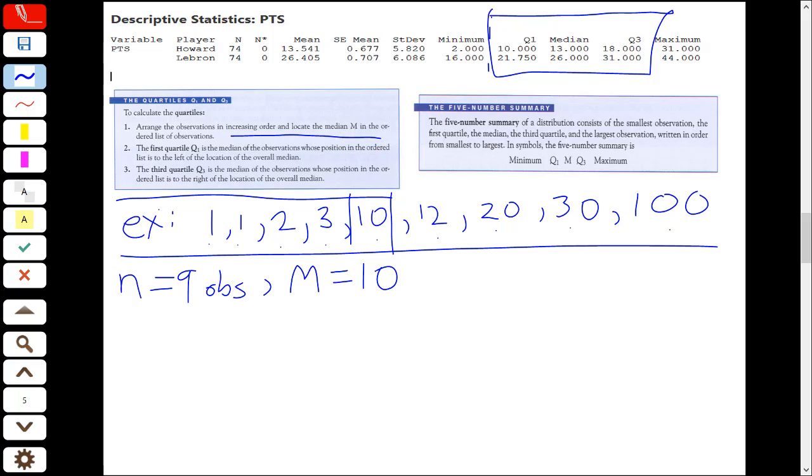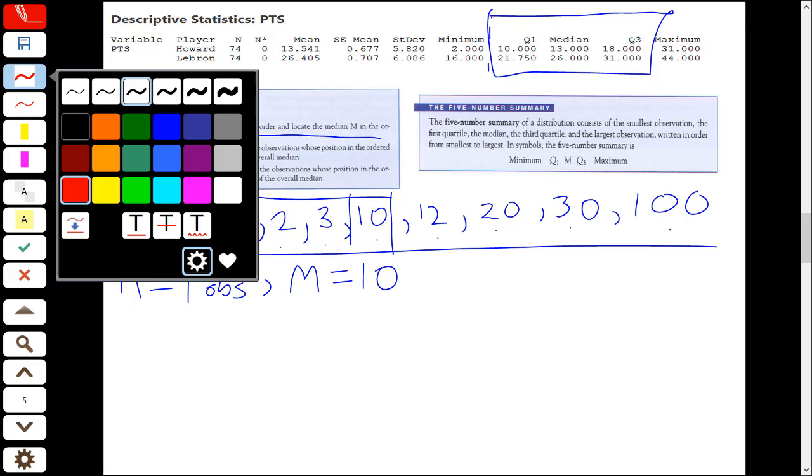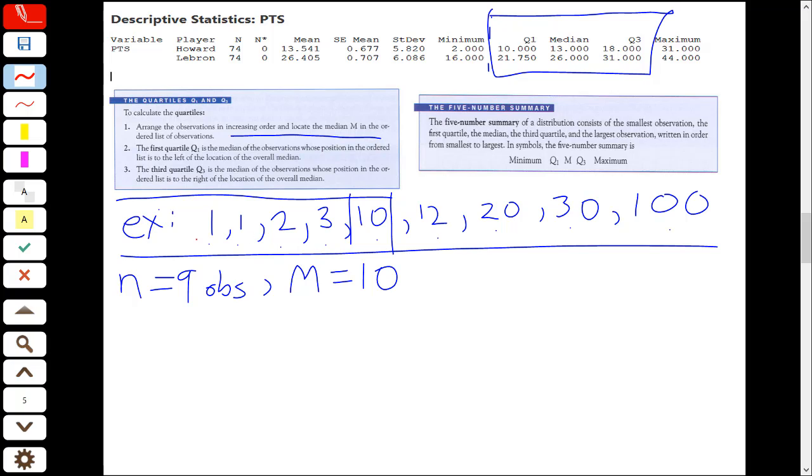Well, the first quartile is the median of the numbers to the left of the median, not including 10. So these numbers right here. Since it is even, it's going to be the average of 1 and 2. So Q1 is equal to (1 plus 2) over 2, which is 1.5.